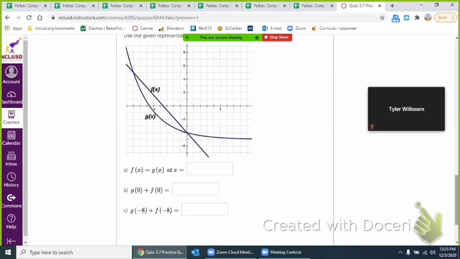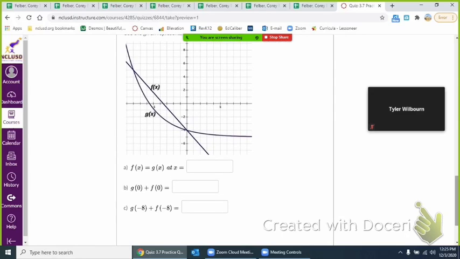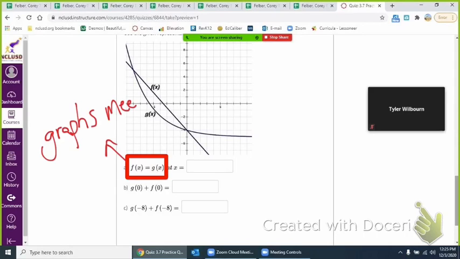Number 4. All right, now they're asking us questions about a graph. Okay? So the first one, if you look at part A, where f of x equals g of x in English, that's where the graphs meet. Okay, where they equal each other is where they're the same. All right, which is basically, and you guys have done this in 8th grade and probably 7th grade, intersecting points. Right, so there's 2 points where they intersect.